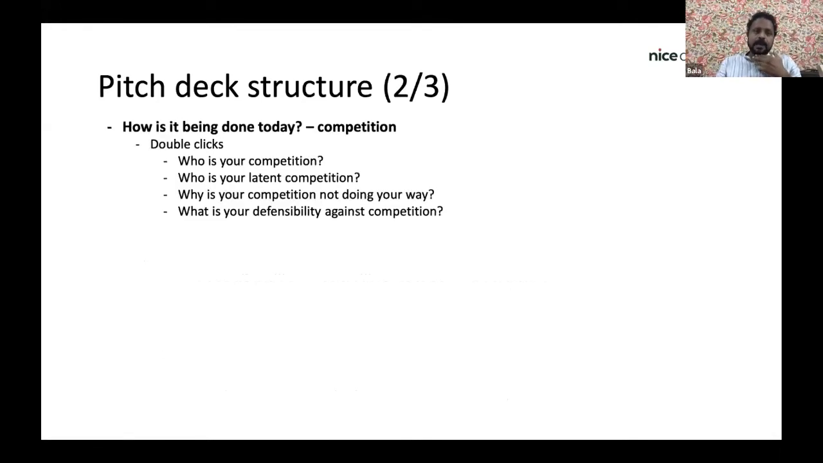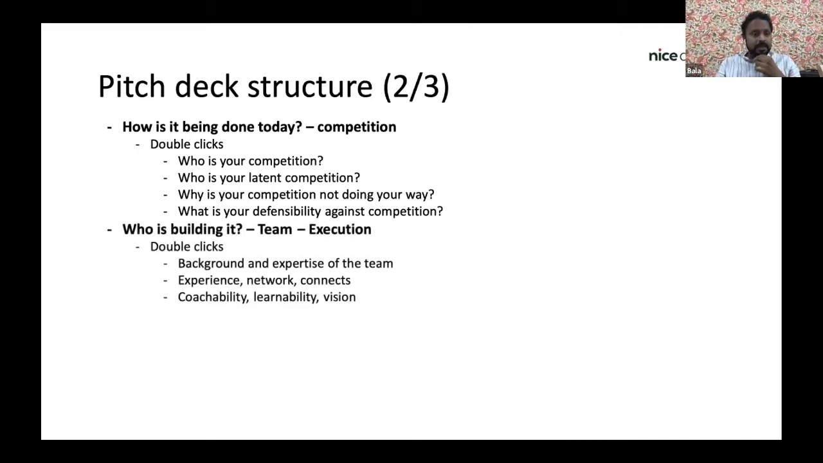And then how is it being done today? Like, for example, how is someone else doing it today? How are they solving it? It's not like they're sitting in the problem, they are doing something about it. What are they doing right now? Who's your competition, right? It's not just direct competition, it could be a substitute. And why are your competitors not doing it? And what if the competitors copy your product, right? So what is your defensibility against that competition?